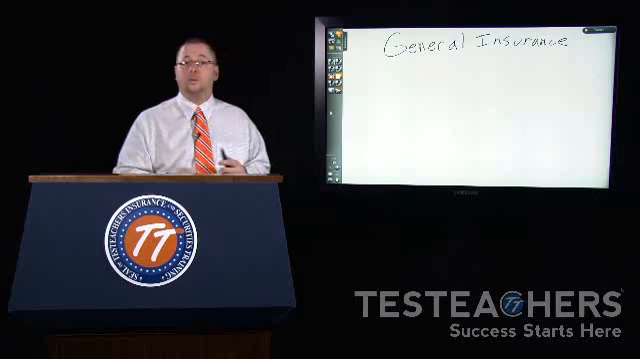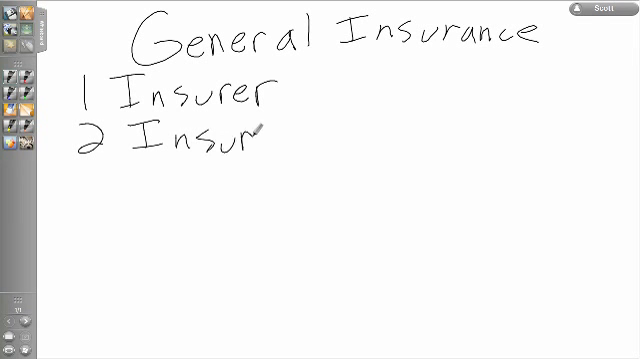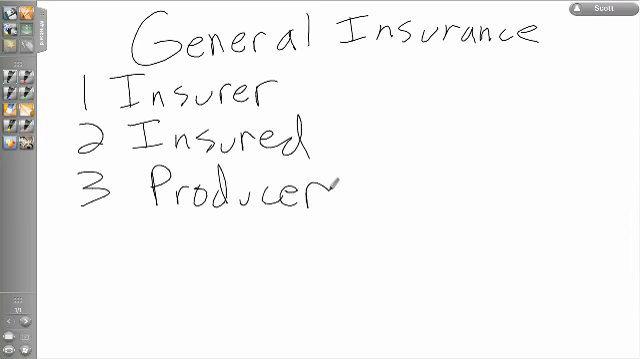Now, we're going to start learning the language of insurance in this first section, general insurance, and we're going to start off with some terms that you need to know. Our first term is insurer. Our second term is insured. And our third term is producer, also known as agent. Okay, so we're going to go through what these terms are.